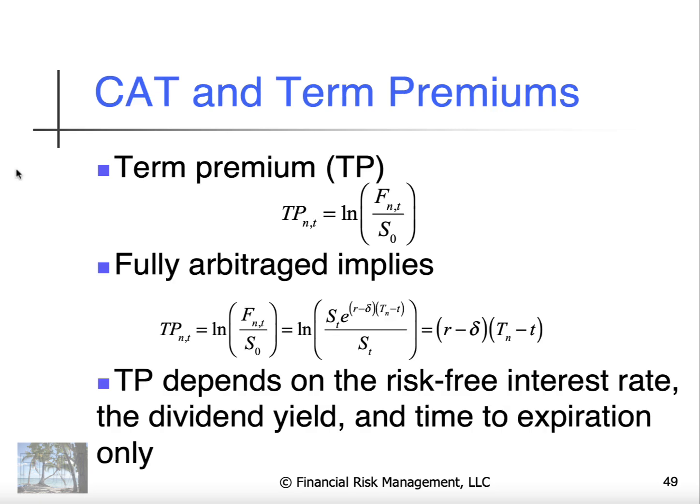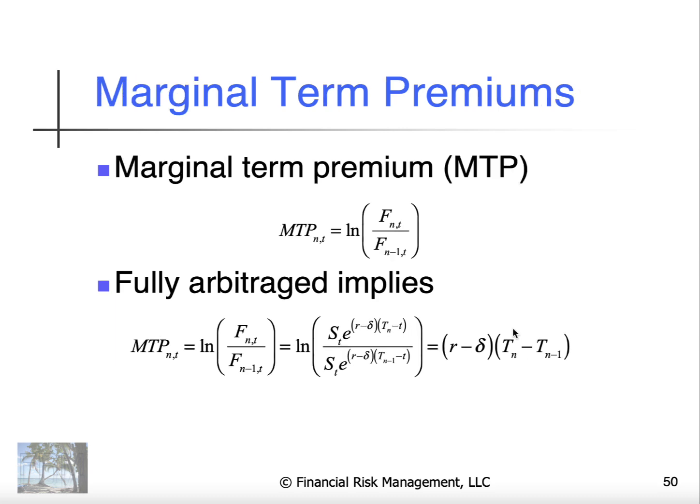Term premiums: the formal definition of a term premium, continuously compounded, is simply the log of the futures price divided by the spot. I find it much more understandable if you substitute in the carry arbitrage result. The term premium is simply dependent on three variables: the base rate, the dividend yield, and time to maturity. The marginal term premium just looks at the relationship between two nearby futures contracts, and again, the base rate and dividend yield and the time to maturity between the two futures contracts.